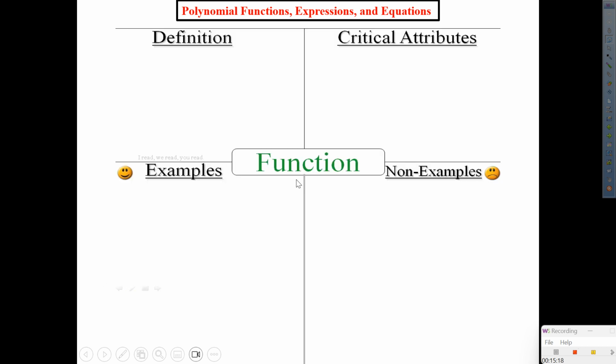All right. Next, what is a function? Remind your neighbor the definition for a function. What is a function?